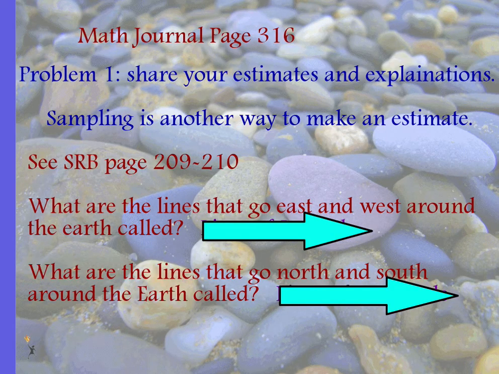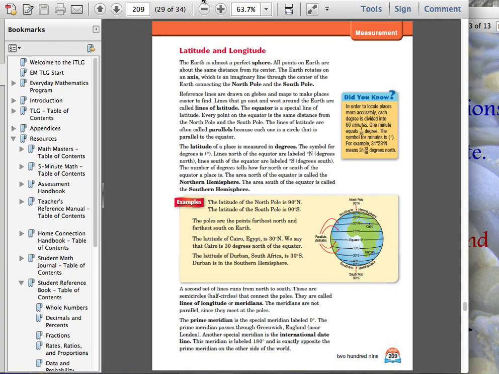For your math journal, you're going to be working on page 316 today. And you're going to be thinking about what percent of Earth's surface you think is covered by water. You're going to go ahead and make an estimate of what you think, and then we're going to be doing a sampling as a class activity where you'll be marking your information on the board. But before we get started, we probably need to review pages 209 and 210 in our SRBs. It looks something like this.